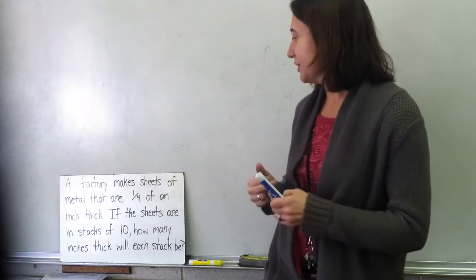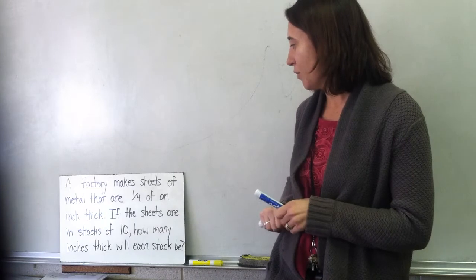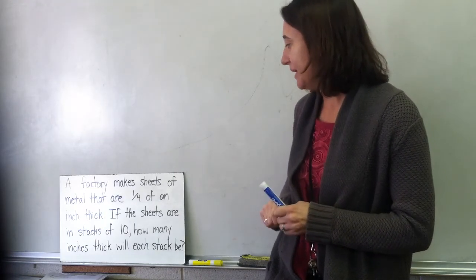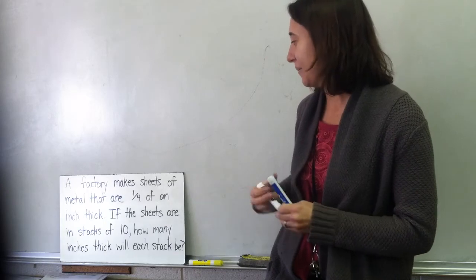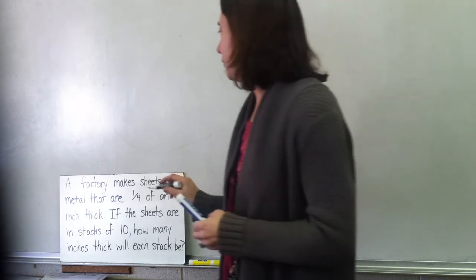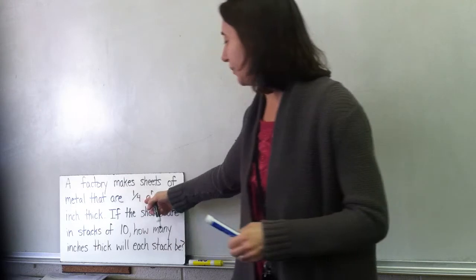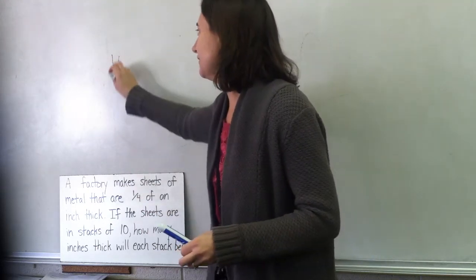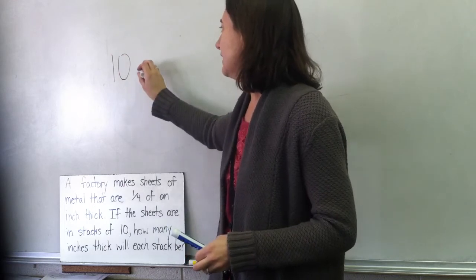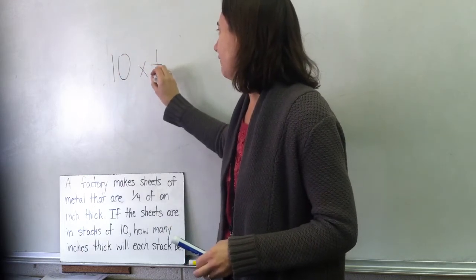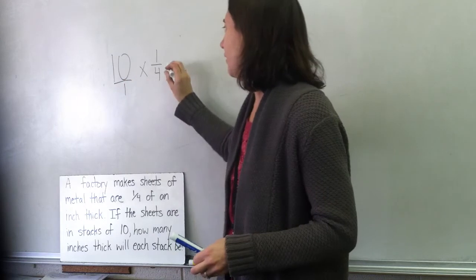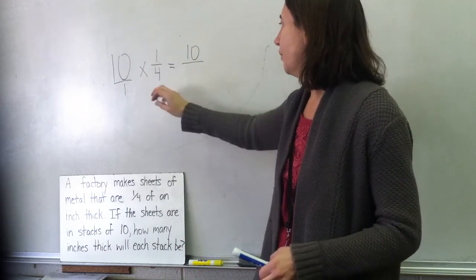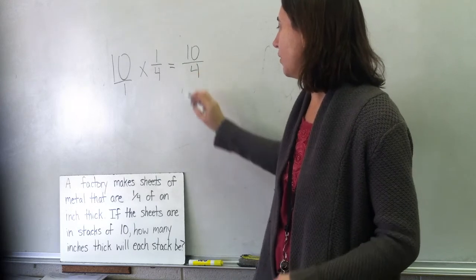A factory makes sheets of metal that are 1/4 of an inch thick. If the sheets are in stacks of 10, how many inches thick will each stack be? So this is one where you could say, I need to repeatedly add 1/4 10 times. But instead of doing that, we could just say 10 times 1/4. And you know we put the 1 over here. So 10 times 1 is 10. 1 times 4 is 4.